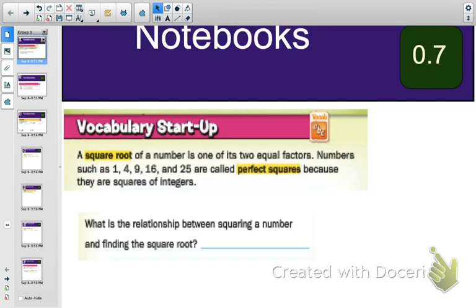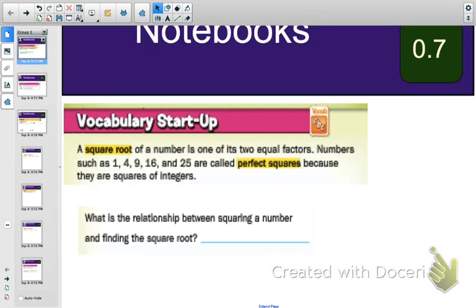Anyway, today we're going to do 0.7, which is on roots. So cube roots and square roots. And for some reason this is super blurry, so sorry about that, but not much I can do about it at this point.